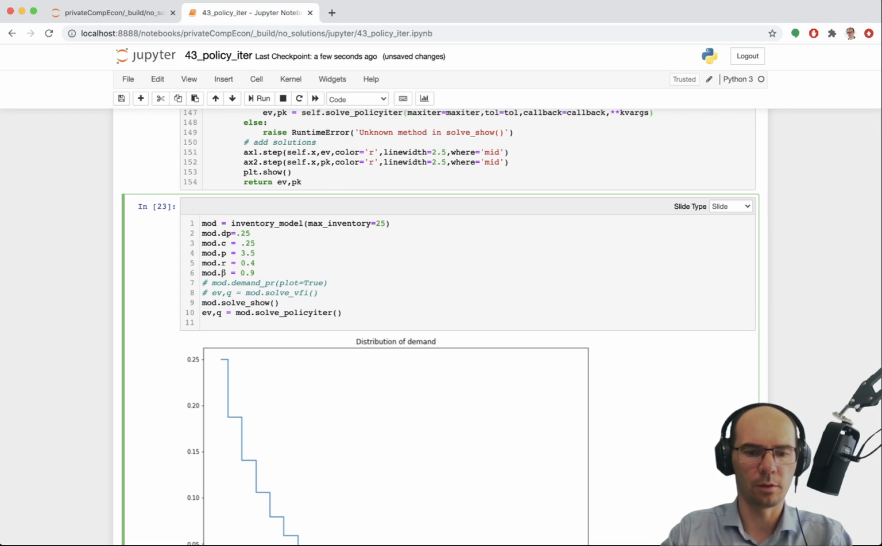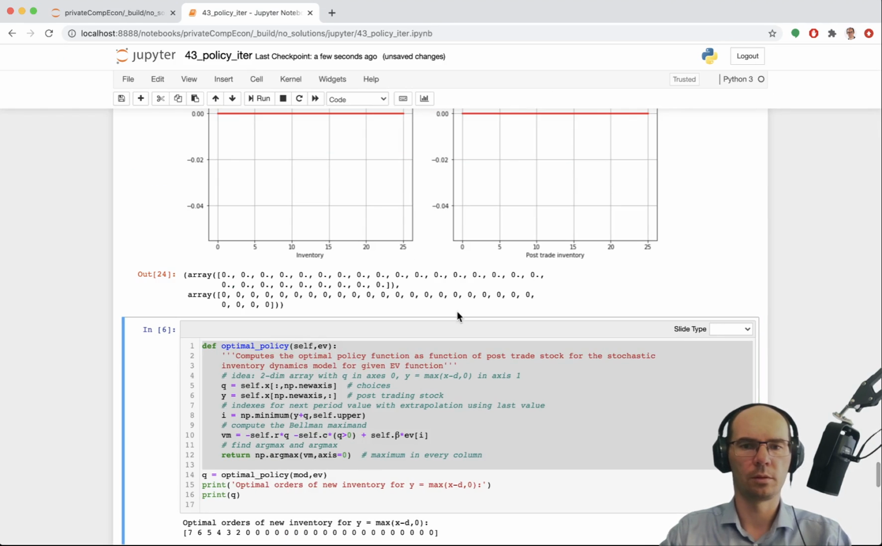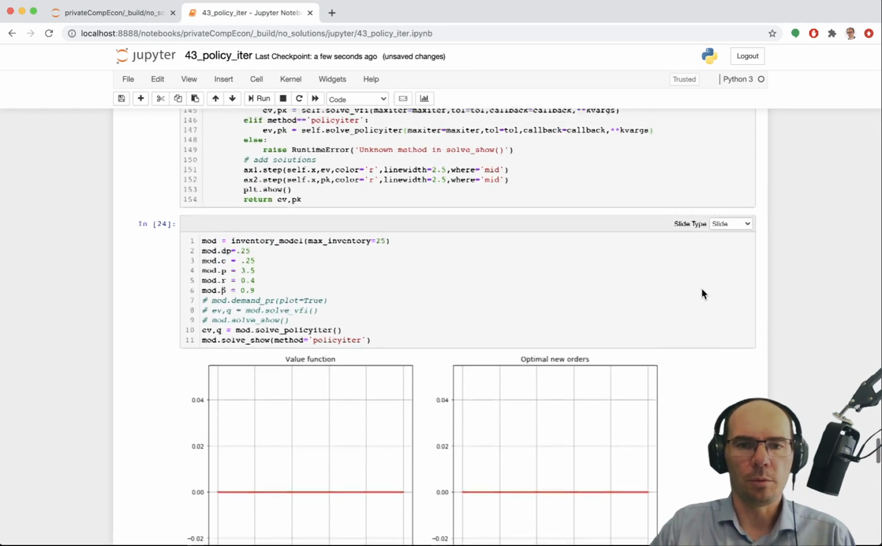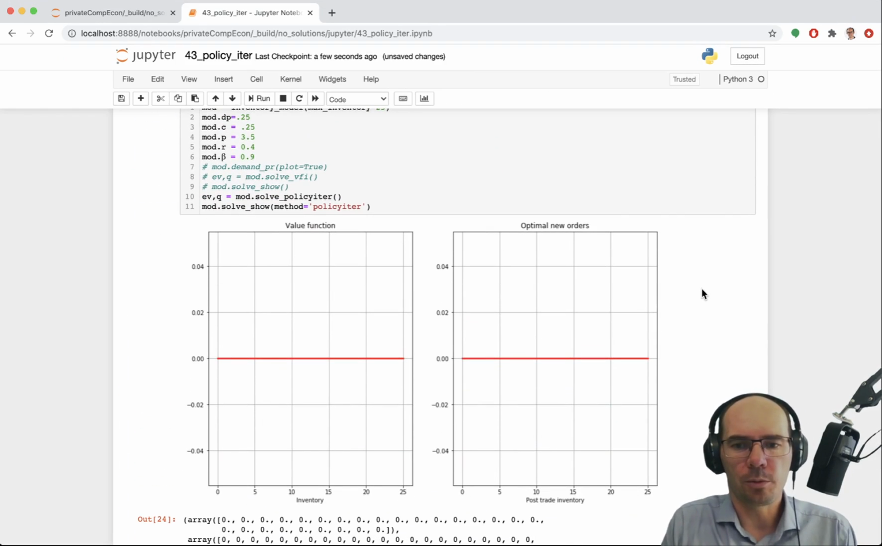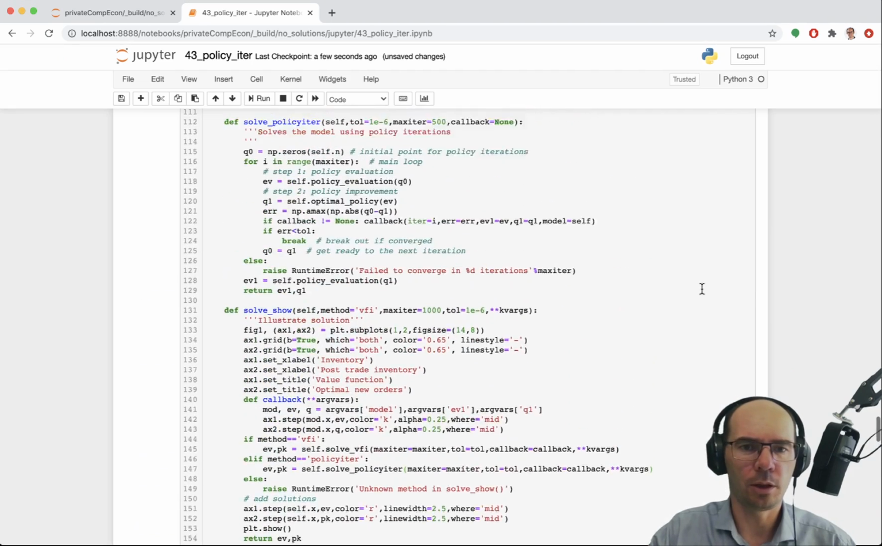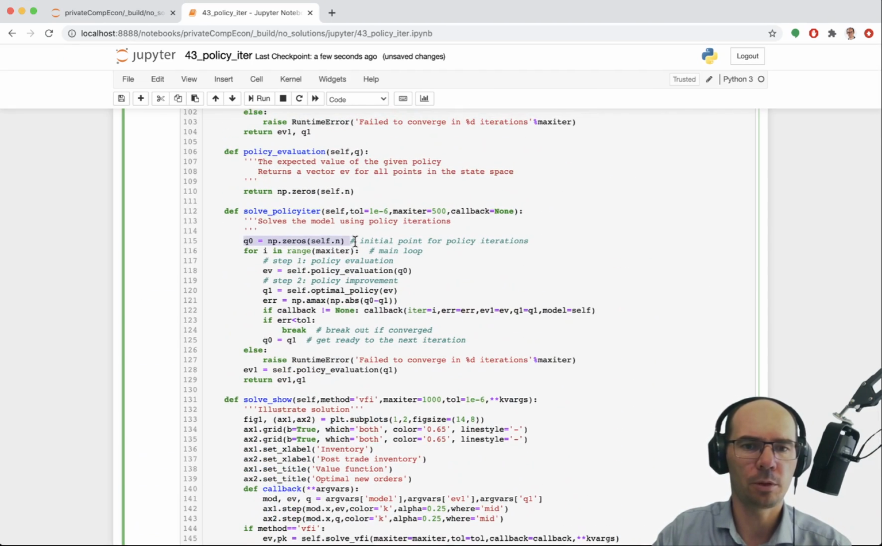Let's leave it there like so. Method equals policy iter. Okay, well, they're all just flat, right? Because we didn't implement it yet. So what happens is that we are starting from zeros as a policy. The policy evaluation returns zeros.